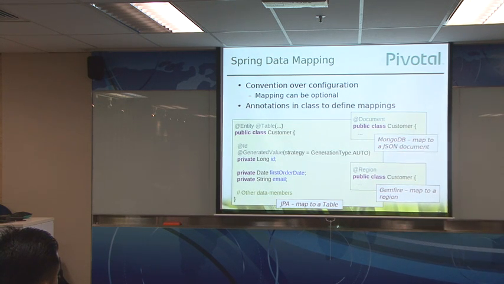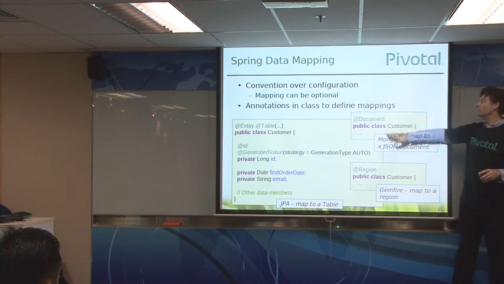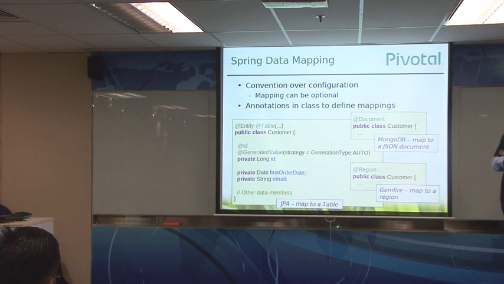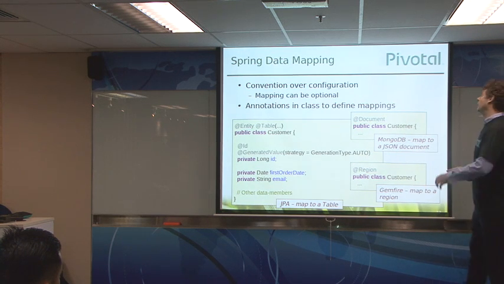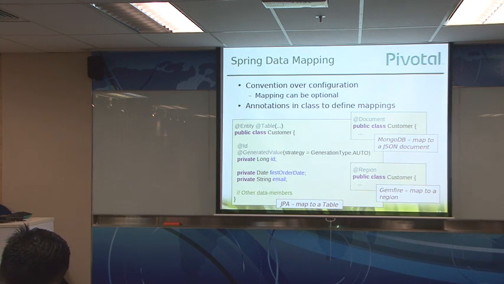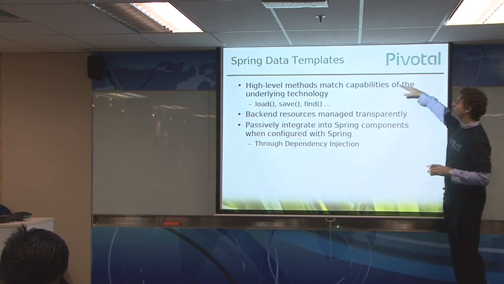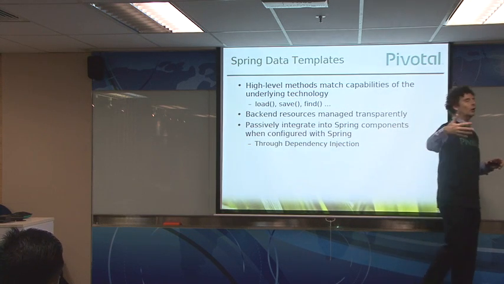Depending on the data model underneath, you can often get away with much less than you might think, or even zero. In MongoDB, certainly, you don't actually need any mapping annotations. If your fields map to the field names in the class, then the underlying system can make that work pretty straightforward. Okay, in templates, the high-level methods match the underlying technology, so if you can do a load, save, and query, then you will see those methods up on the template.